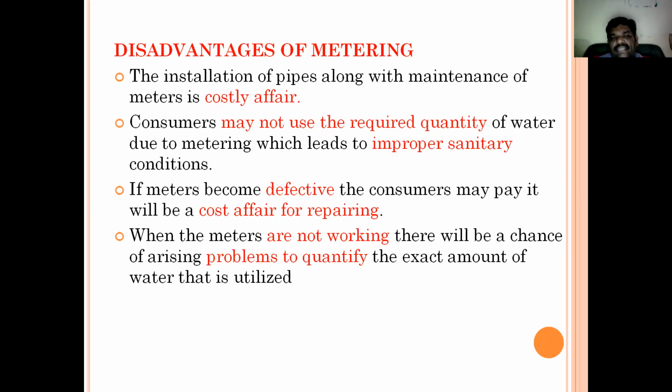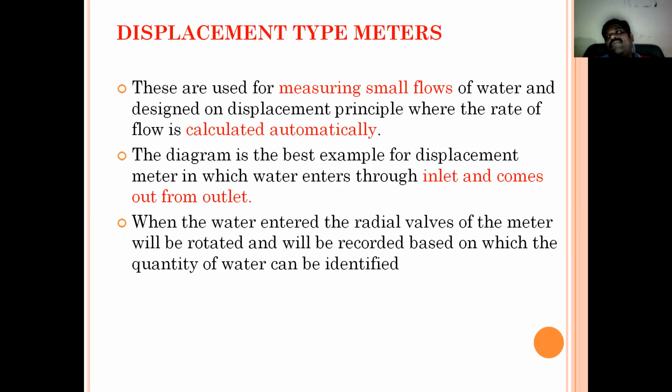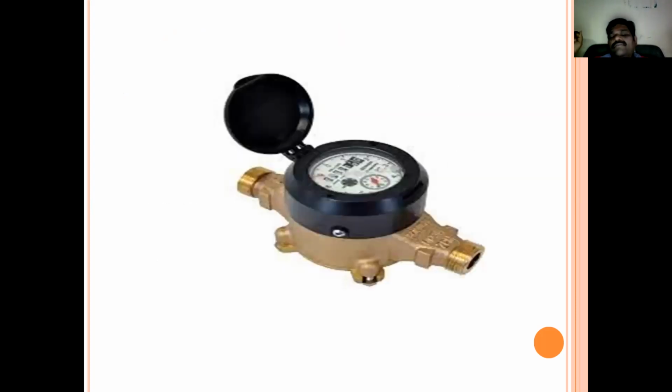See here, I have just given one particular type of meter. There are different types of meters. I have given one type here as an example: the displacement type meter. These are used for measuring small flows of water, and the displacement principle is where the rate of flow is calculated automatically. See here, this is one example.